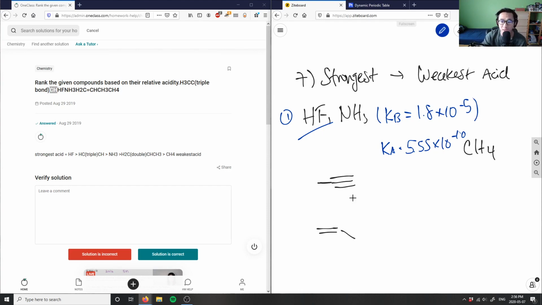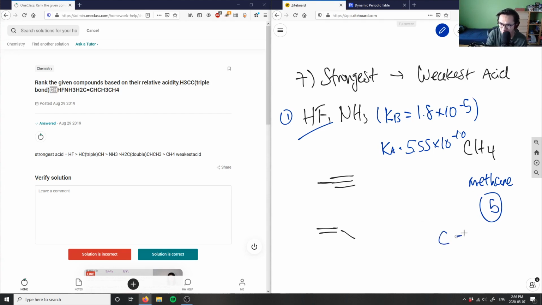And then you have, again, the Kas of our alkyne, and then our alkene, and then this here is our alkane, or methane, right? So you can probably figure out that methane here is our weakest acid. It's basically our number 5 here. And the reason why methane's our weakest acid is because it's not going to accept more electrons here.